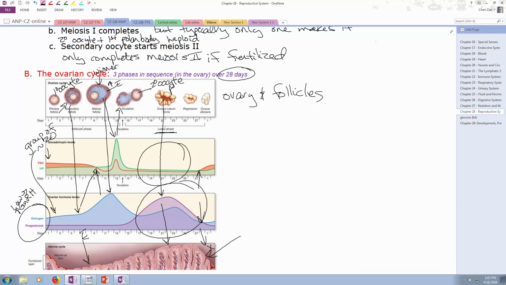So when you see a secondary follicle, remember it has fluid-filled areas called antra in it, and it has a whole bunch of granulosa cells, and that's essentially the winner.